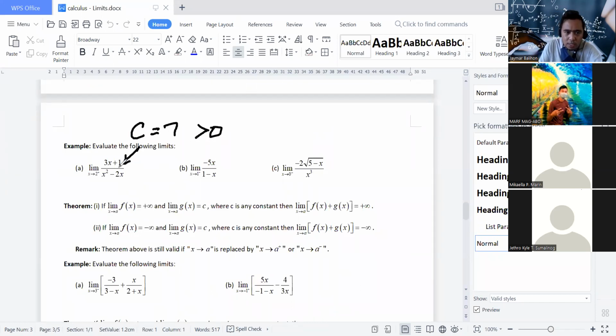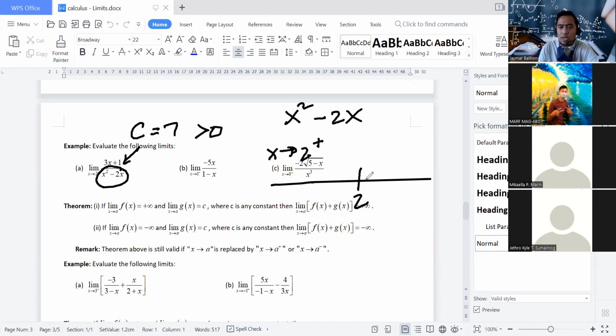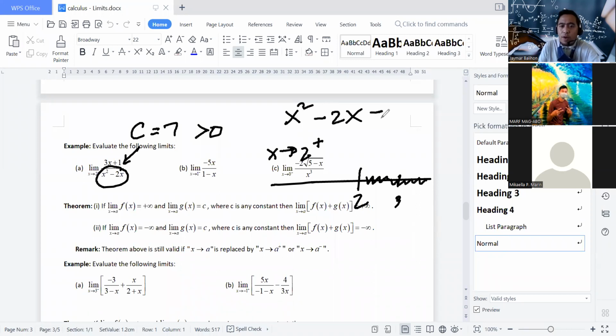So look at the denominator portion. You have x squared minus 2x, and x approaches 2 from the right-hand side. What number is on the right-hand side of 2? We can get any number, say 3, or 4, or 2.5. You substitute it into your function in the denominator. Let us select 3, just for testing purposes.